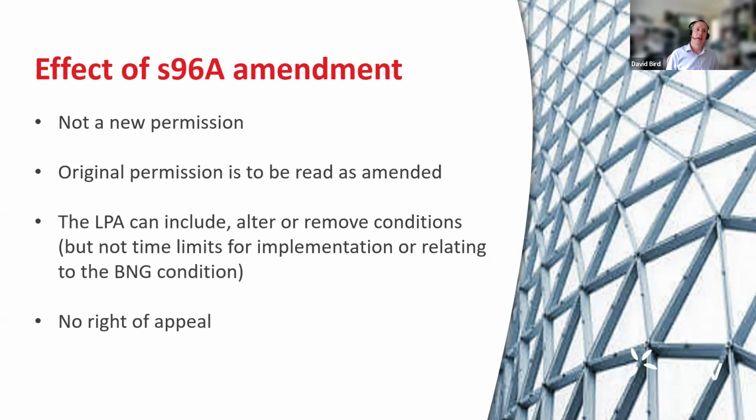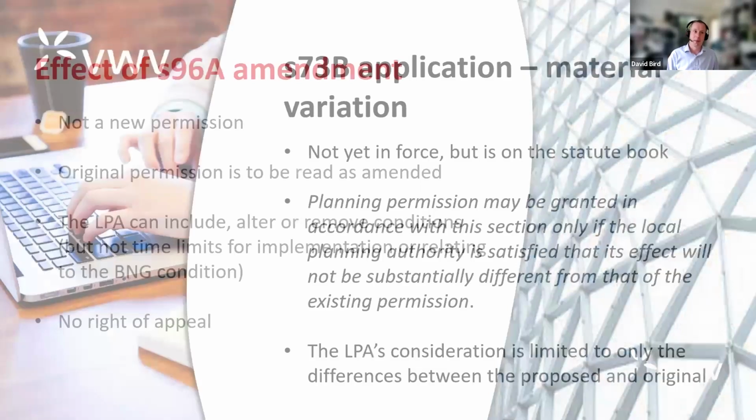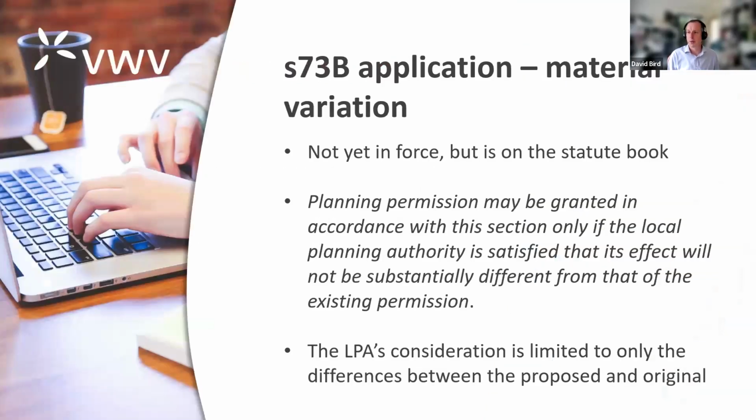So finally, Section 73B may never be the new way of dealing with variations. It was supposed to add to the flexibility of these routes for variations. It is in the Levelling Up and Regeneration Act 2023. It's probably not going to come into force now. I suspect there's going to be a larger reform to planning law that will be coming hot on the heels of the general election, but we'll see.